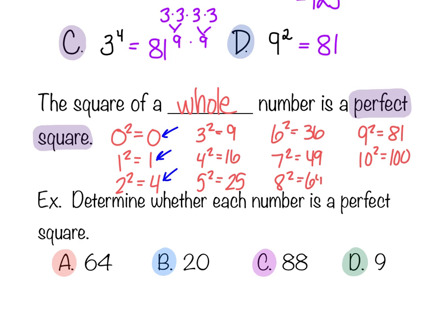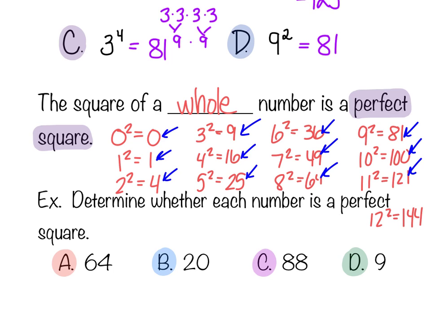We can keep going. 11 squared is 121. And one more, 12 squared. And that is 12 times 12 is 144. And those are the first 12 perfect squares. Actually 13 if you count 0. So these numbers that I'm pointing at are the ones that are actually called perfect squares.